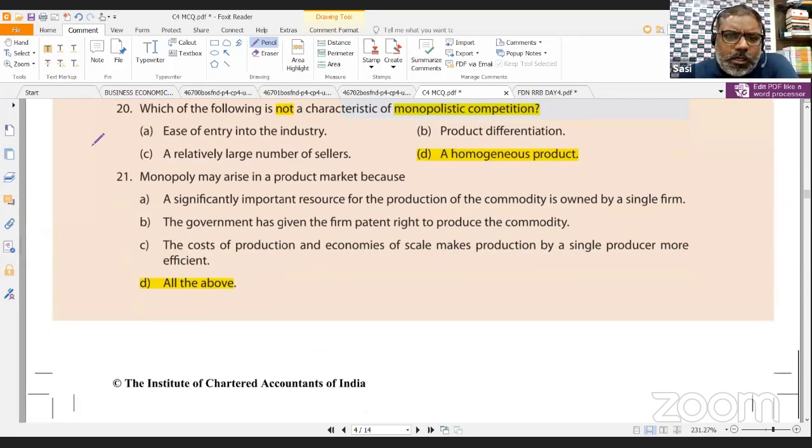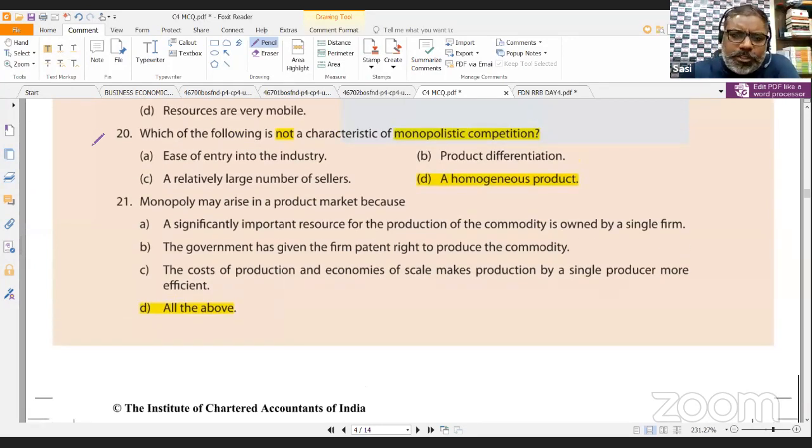Which of the following is not a characteristic of monopolistic competition? A homogeneous product will not be a characteristic of monopolistic competition because there will be product differentiation. Both are opposites. B and D are opposites. Only one of them can be its characteristic. Product differentiation is a characteristic of monopolistic competition. Homogeneous products is not a characteristic of monopolistic competition. It is a characteristic of perfect competition.